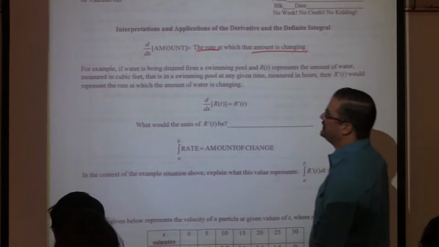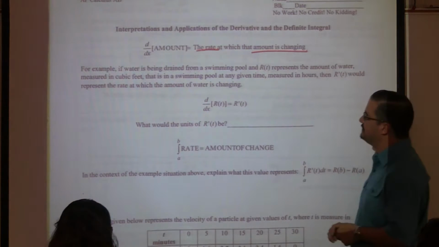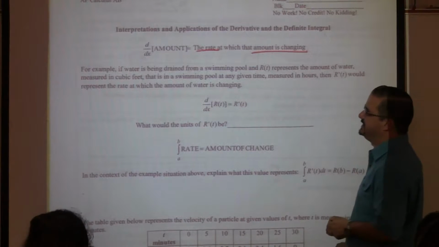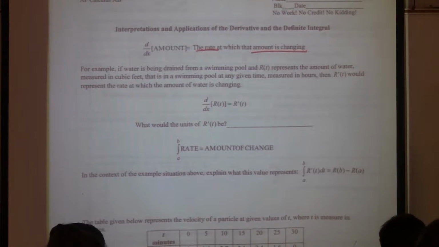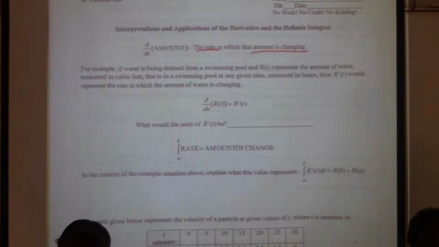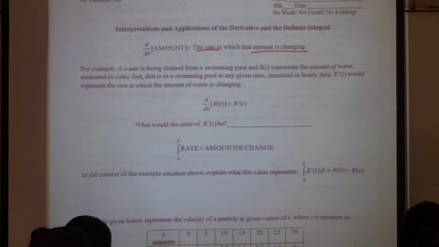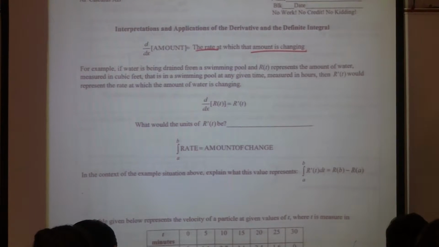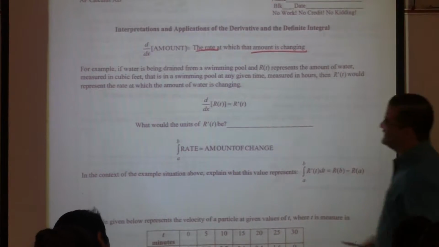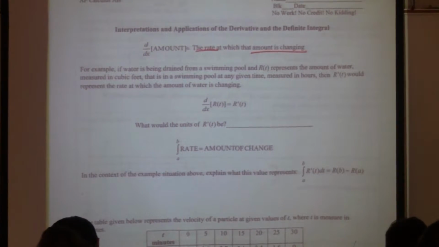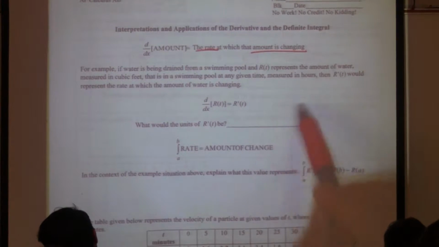Okay, so let's say I give you an example. It says if water is being drained from a swimming pool and R of T represents the amount of water, measured in cubic feet, that is in the swimming pool at any given time. So R of T tells you how much water is where? In the pool or that has come out of the pool? In the pool, it just told you, right? Alright, cool.